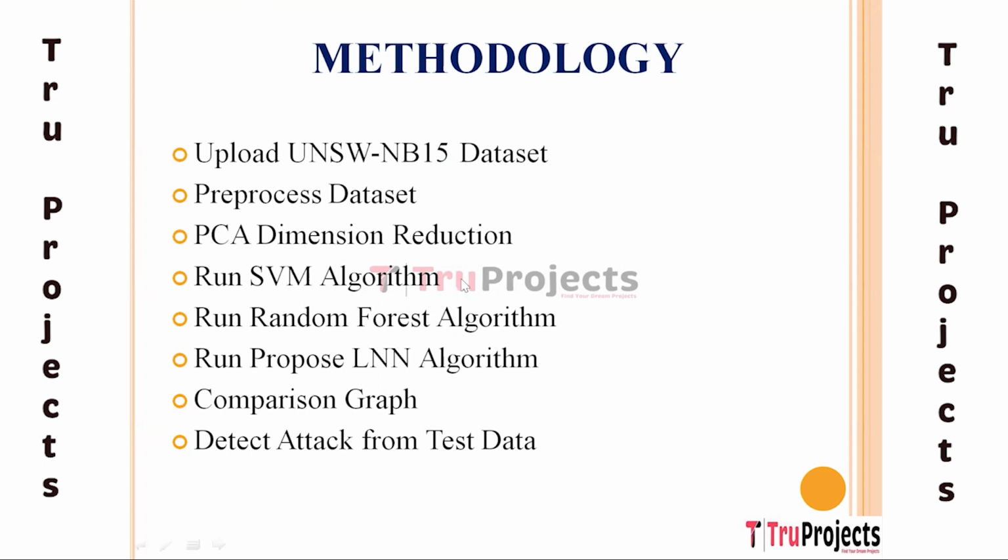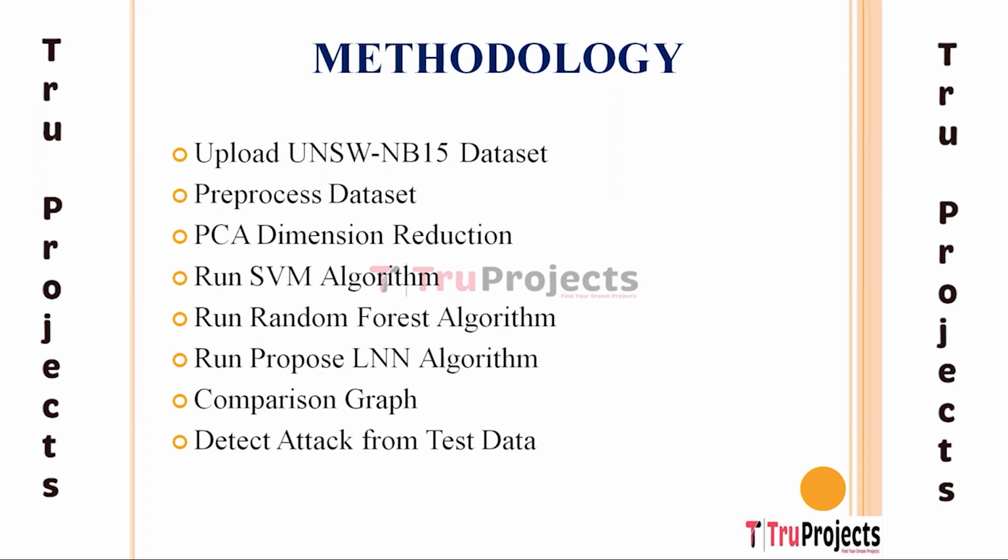And the fourth module is run SVM algorithm. 80% training data will be input to the SVM algorithm to train a model, and this model will be applied on 20% test data to calculate prediction accuracy. And the fifth module is run random forest algorithm. 80% training data will be input to the random forest algorithm to train a model, and this model will be applied on 20% test data to calculate prediction accuracy.